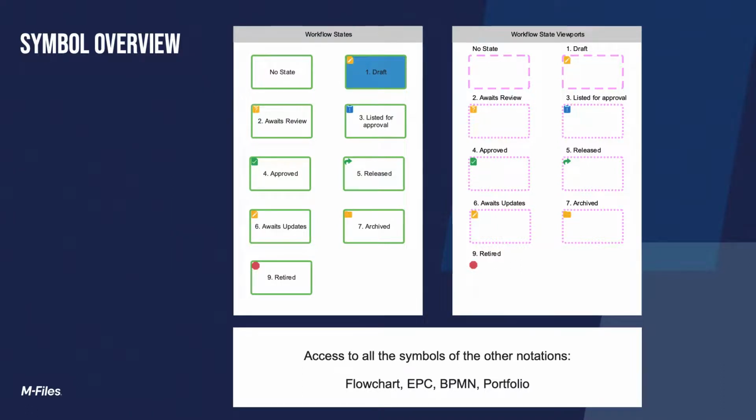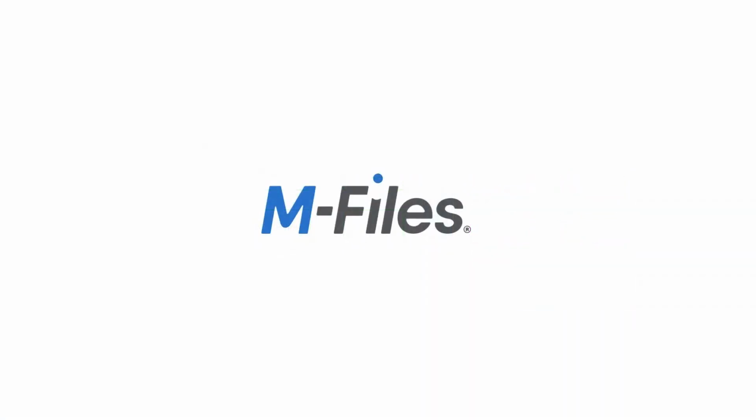If you want to automatically generate the links between states when using viewports, you have to hold the Control key while dragging the viewports from the library to the canvas. The symbols of all the other notations are also available when creating workflow maps, to allow the use of all kinds of existing process maps as workflow maps, and so you can model the workflow process in an alternative notation in the same map.